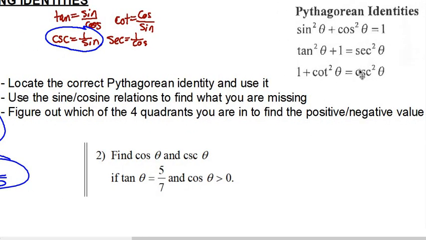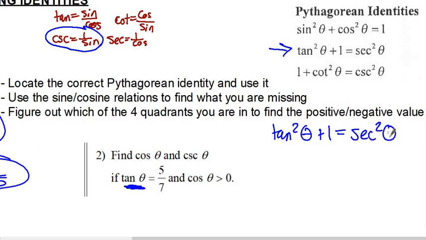Okay, so the first step, locate which identity we need to use. Well, it's based on what they're giving us. They're giving us tangent, so we want to use this one because that has tangent in it. Okay, so let's use tan squared theta plus 1 equals sec squared theta. We proved that in the other video, but you don't have to prove it for this. You just have to use it.